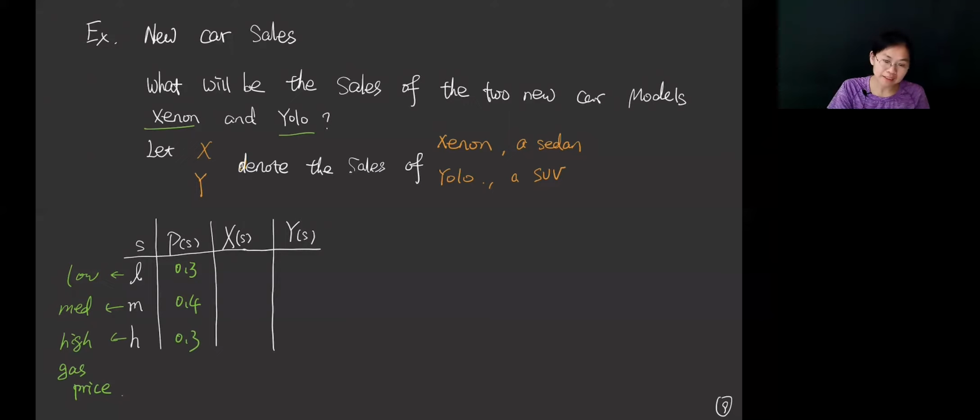In a low state, the sales of Xenon will be lower because Xenon saves gas, but it's a smaller car. In the medium case, it's a little higher, and in the high gas price case, people are more sensitive to gas mileage. They will buy more of the gas-saving car. And it's the opposite for YOLO.